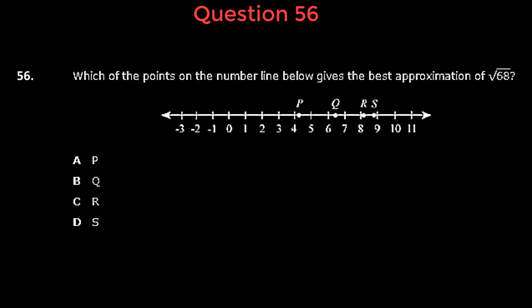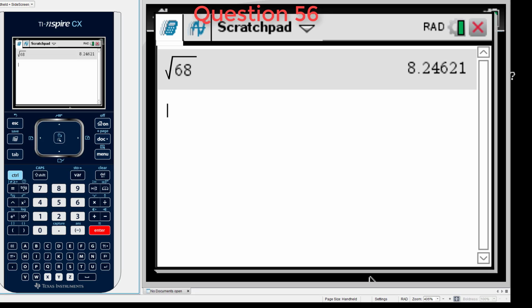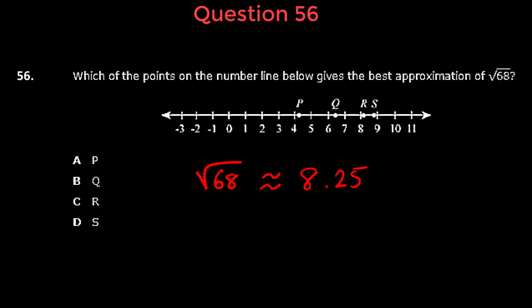In order to plot square root of 68 on a number line, first we will convert it to decimal form. Typing this number on our TI Inspire, we will get that this number is close to 8.25. The point on the number line that is closest to 8.25 is R.